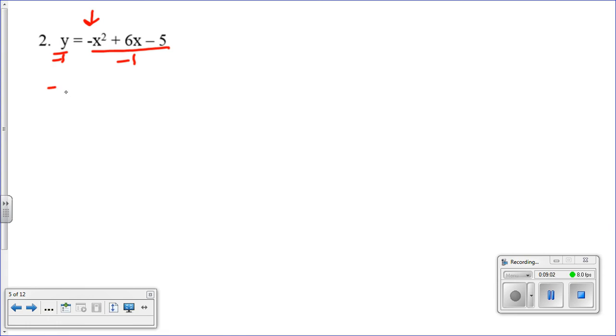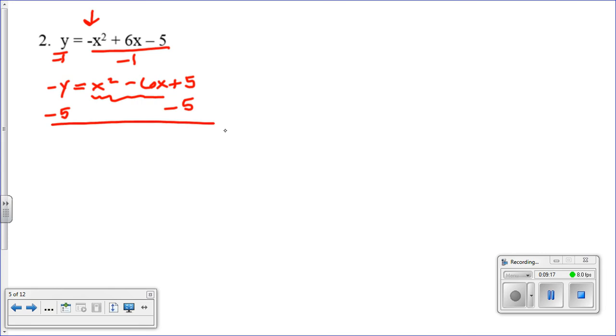So I end up with -y is equal to x squared minus 6x plus 5. Now I have to get a perfect square trinomial, so I have to make this a perfect square. I'm going to minus the 5 from both sides. So I get -5 minus y is equal to x squared minus 6x. So now I have to look at this and say, okay, what makes this a perfect square?